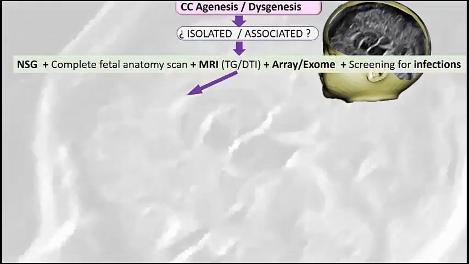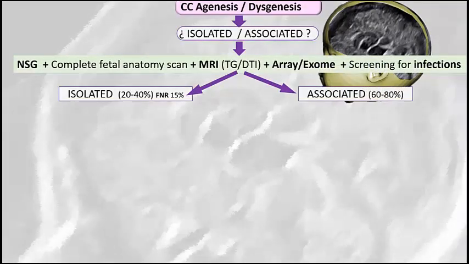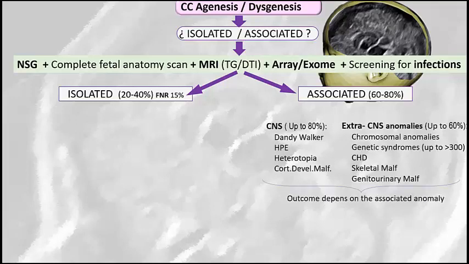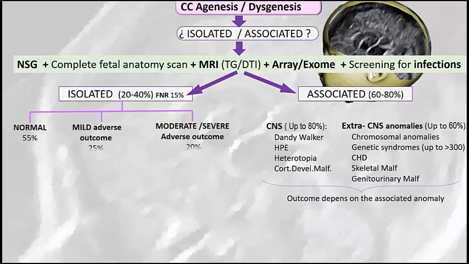When we find corpus callosum anomalies, the main issue is to determine if there is any other associated anomaly, which will be present in about 3/4 of cases. If after all the complementary studies that we must perform we cannot find anything else, then we can consider that it is an isolated case.